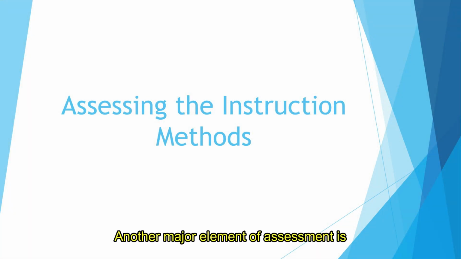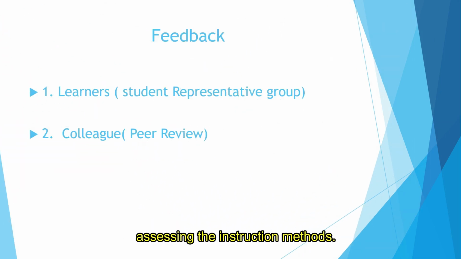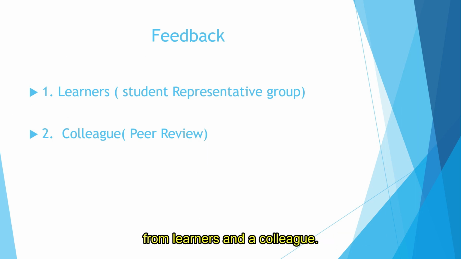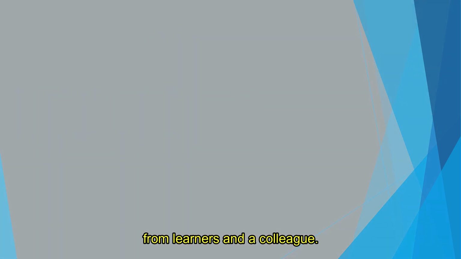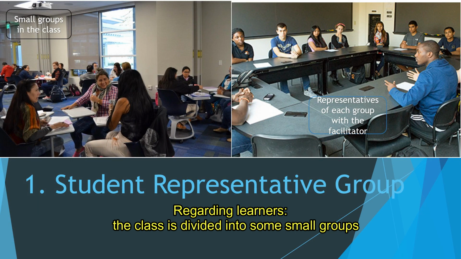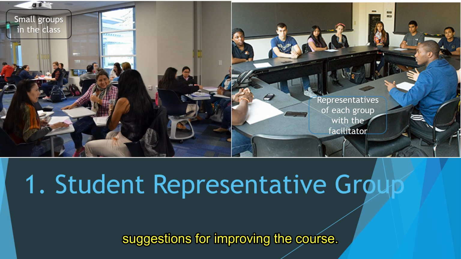Another major element of assessment is assessing the instruction methods. The facilitator assesses the instruction method through receiving feedback from learners and a colleague. Regarding learners, the class is divided into some small groups and each group has a representative. The facilitator meets with the representatives to discuss how the course is progressing, what they are learning, and the students' suggestions for improving the course.